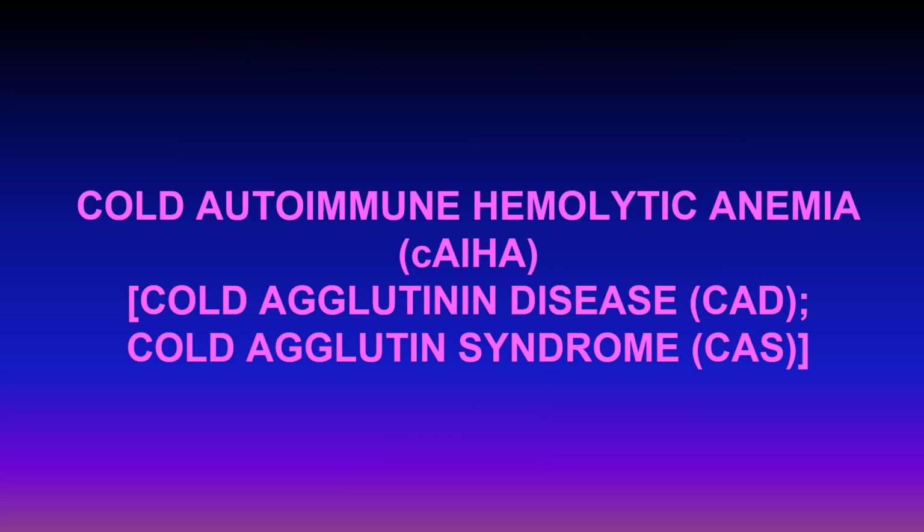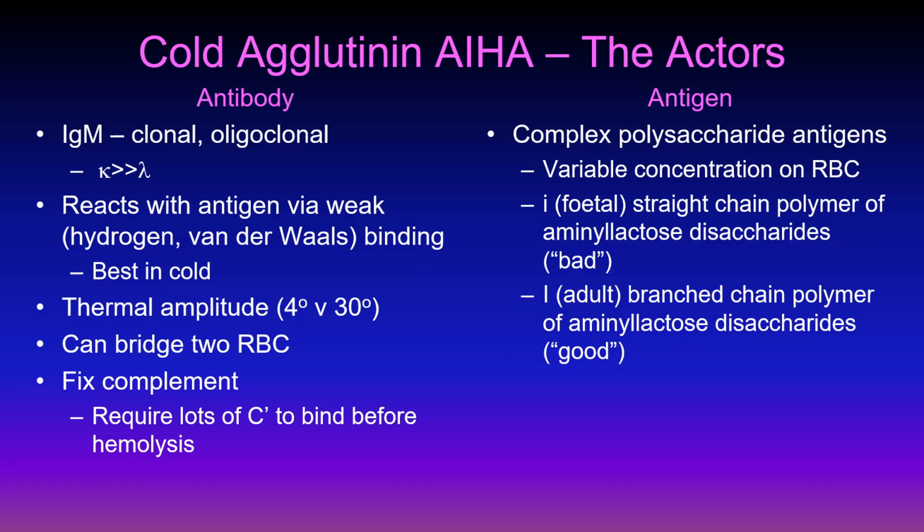So let's shift gears to those of you that have cold autoimmune hemolytic anemia. It has two general names. One is called cold agglutinin disease, or CAD, and the other is called cold agglutinin syndrome, or CAS. I'll describe these separately in a few minutes.